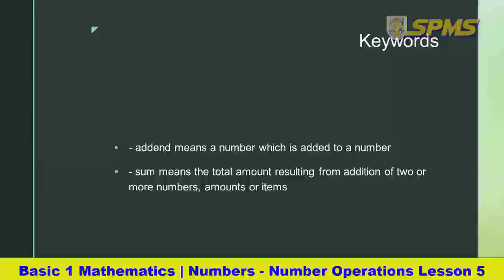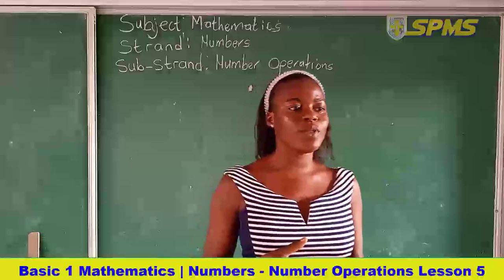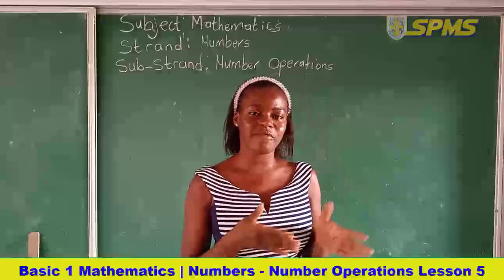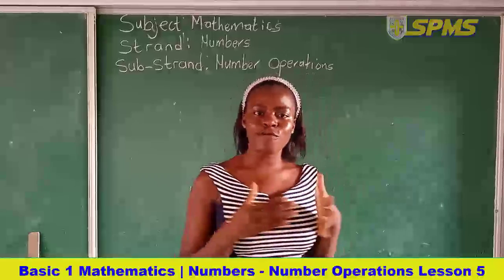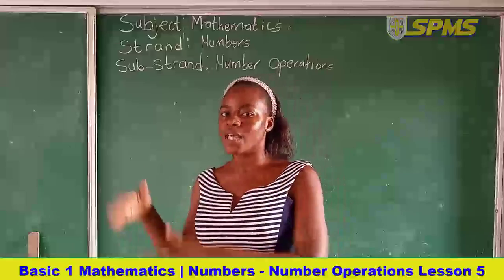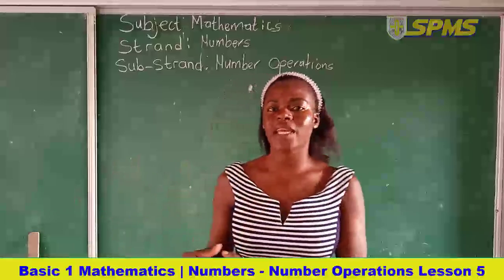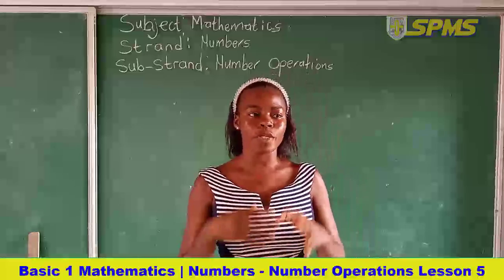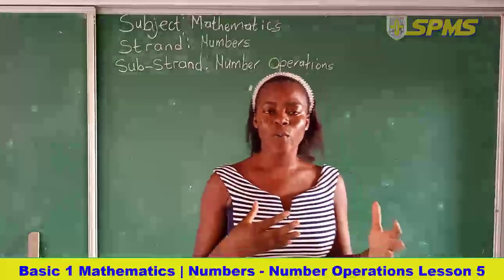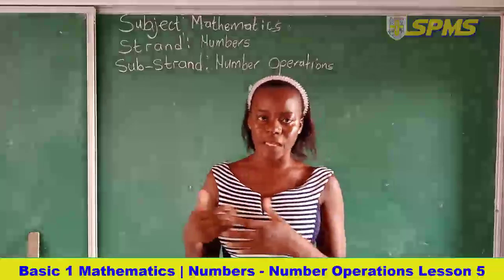Let's look at the sum. The next keyword is sum. Sum is the total amount resulting from the addition of 2 or more numbers, amounts or items. So when we were looking at our addends, we said 5 plus 5. So 5 plus 5 will give us what? 10. So 10 is our sum, or the total amount when you add the 5 plus 5.